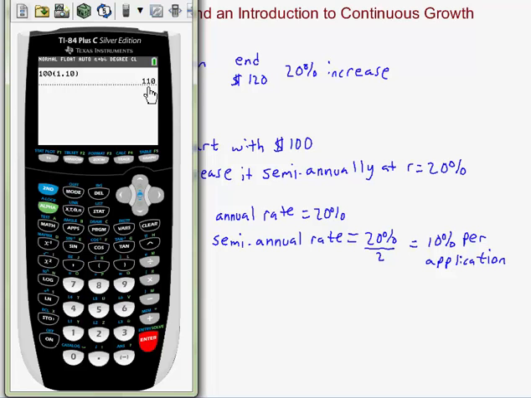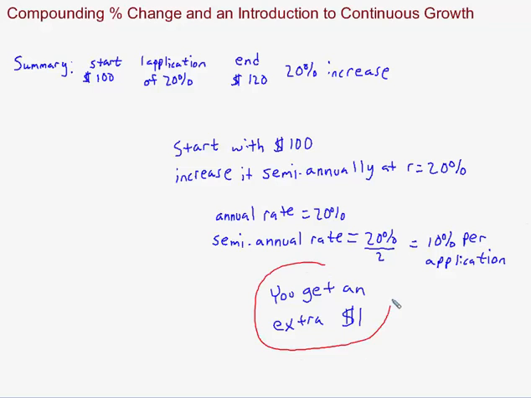Now what happens is, 6 months later, when they do the second application of the 10%, they don't apply the 10% growth on the original amount, 100, they apply it to the newer amount after 6 months of $110. So that looks like this, where they took the amount after 6 months, the $110, they increase that new amount by 10%, and you end with not $120 as before, but $121. This means you get an extra dollar.